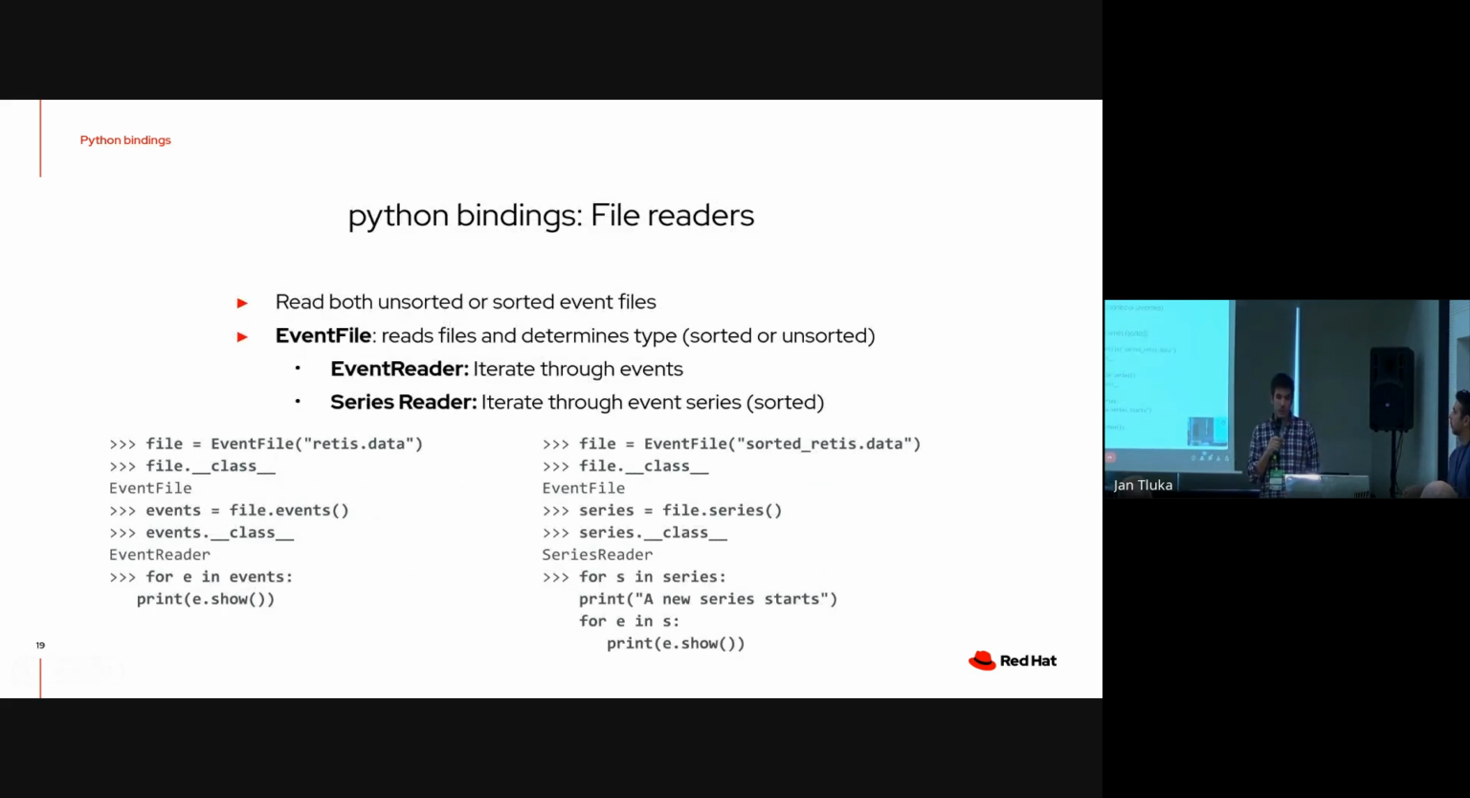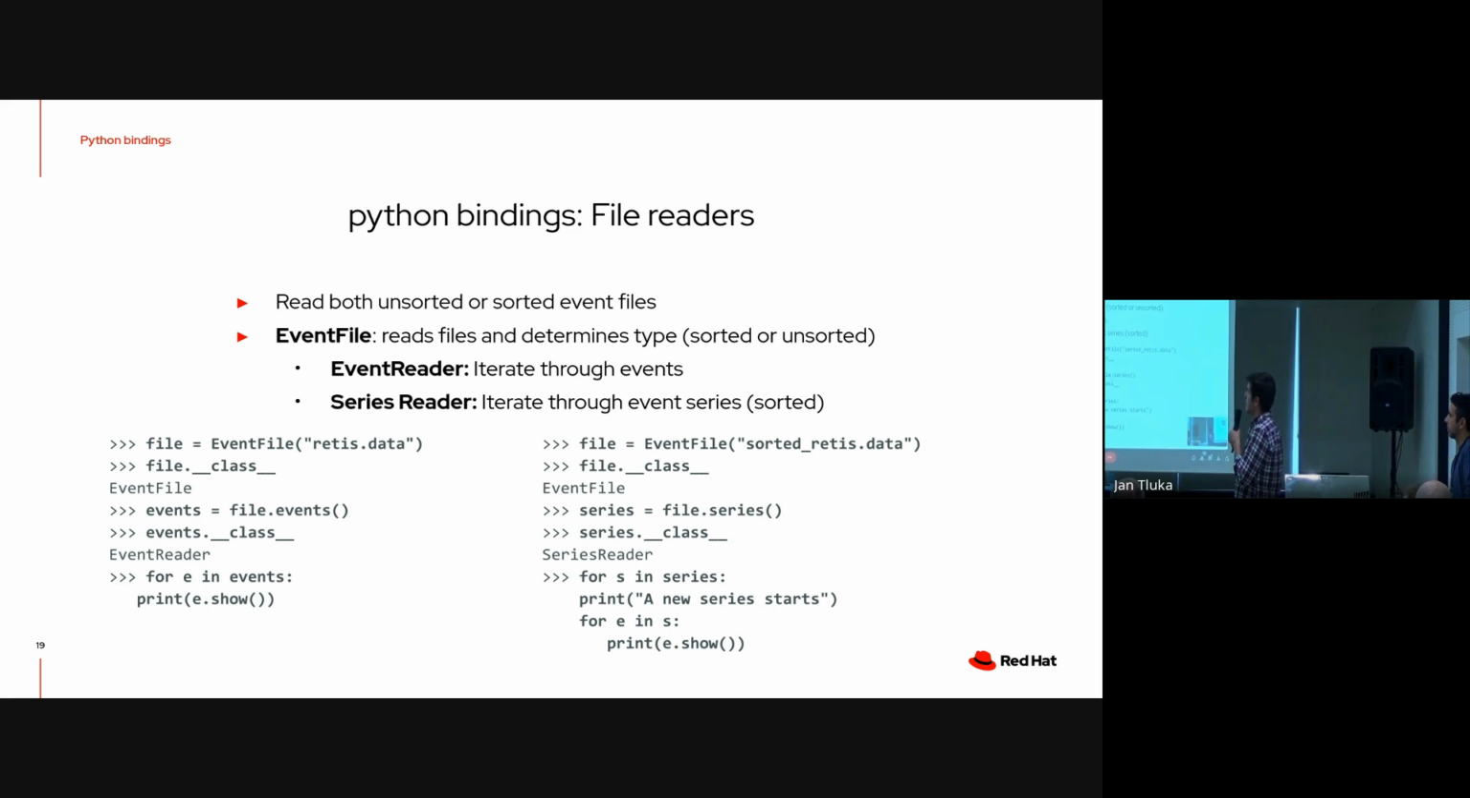We have some bindings to read files. So you can create an event file, and you can read events from files generated by Retis. It's important to note that the output of the sort command that Paolo showed before can also be written into a file. So you can visualize the sorted events, but you can also store the sorted events in a JSON file. So you can read them as well.